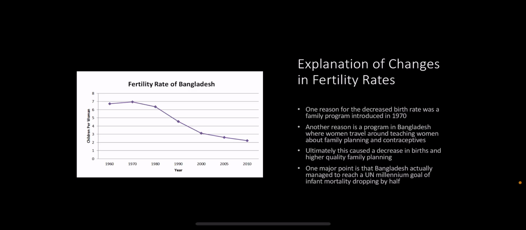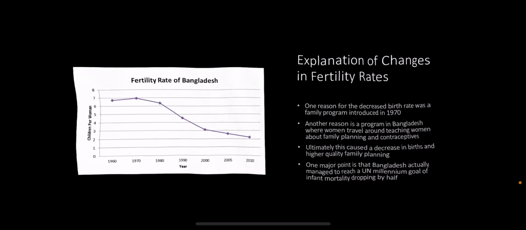One major point that I found very interesting was that Bangladesh actually managed to reach a UN Millennium Goal in infant mortality rate dropping by half from 1960 to 2010, which was crazy to me. And to think that half the babies that were dying aren't dying anymore is definitely a good thing, even though I don't like kids.